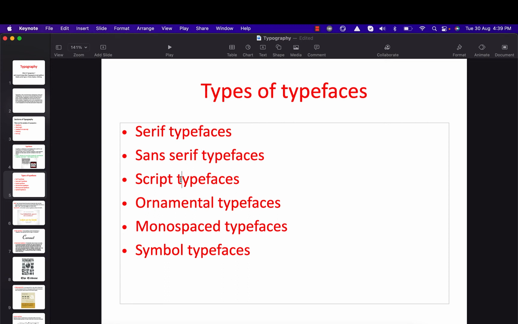Script typefaces. Let's suppose you are working on a wedding brand, or an invitation kind of thing, or you are designing a website or a logo for an event management company. Any event management company, right? You can use a script font.